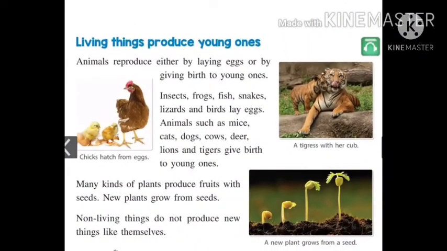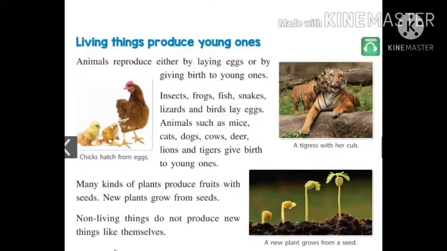Now we will go to our next subtopic. Living things produce young ones. Animals reproduce either by laying eggs or by giving birth to young ones. Insects, frogs, fish, snakes, lizards, and birds lay eggs. Animals such as mice, cats, dogs, cows, deer, lions, and tigers give birth to young ones.